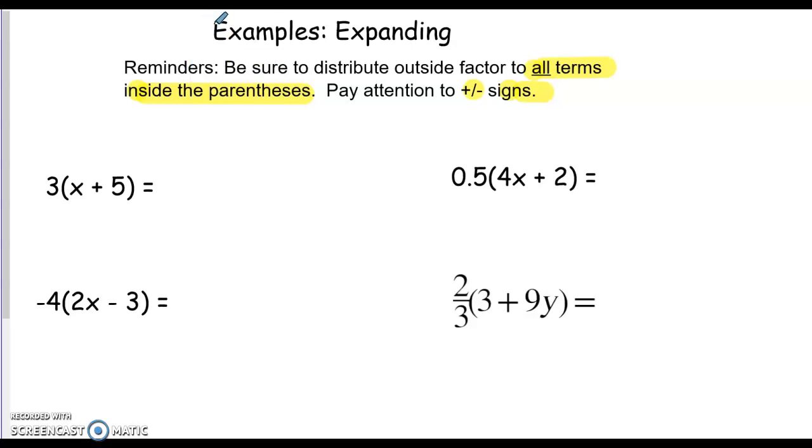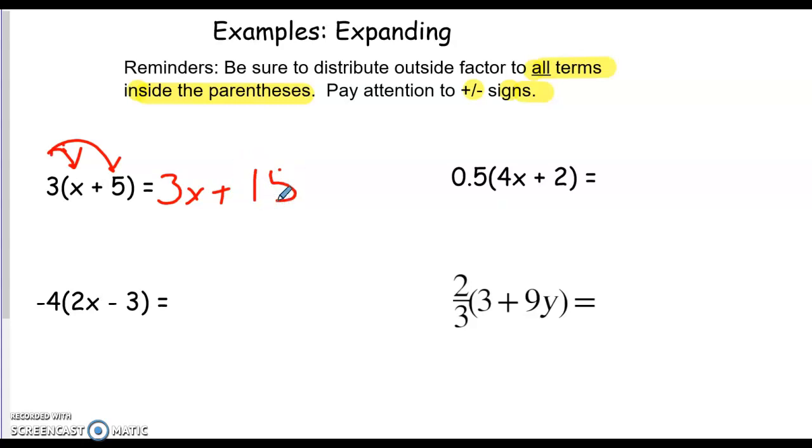All right, 3 times (x plus 5), and I like to use these arrows to show that we are multiplying that 3 times both x and 5. So 3 times x is 3x. Bring over the plus, and 3 times 5 is 15. You guys remember this, right?